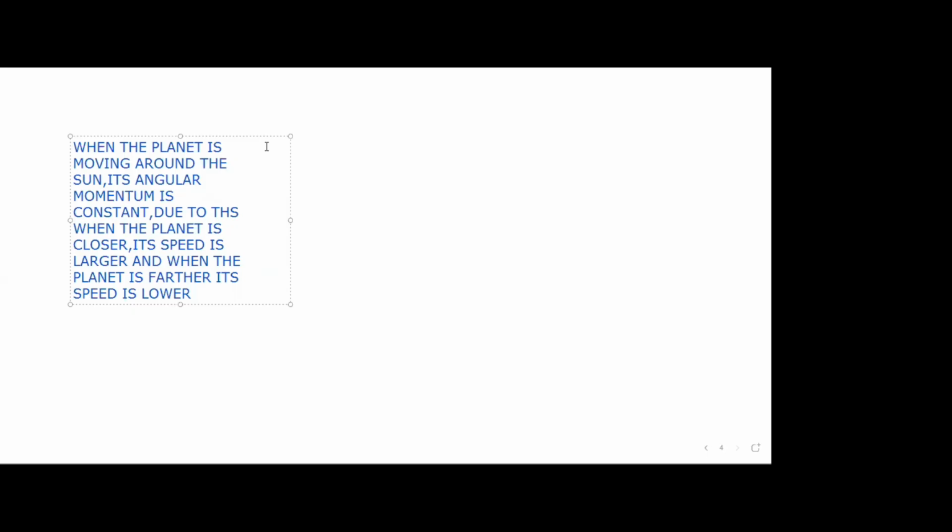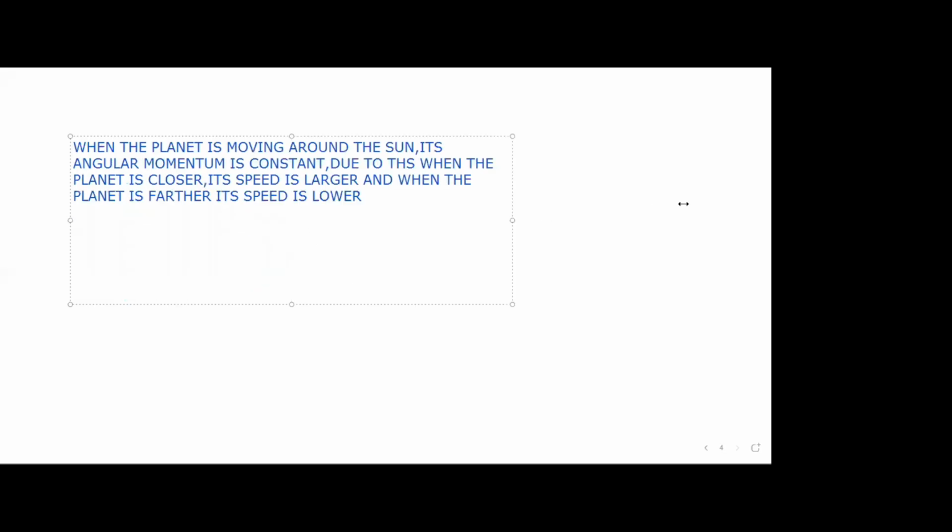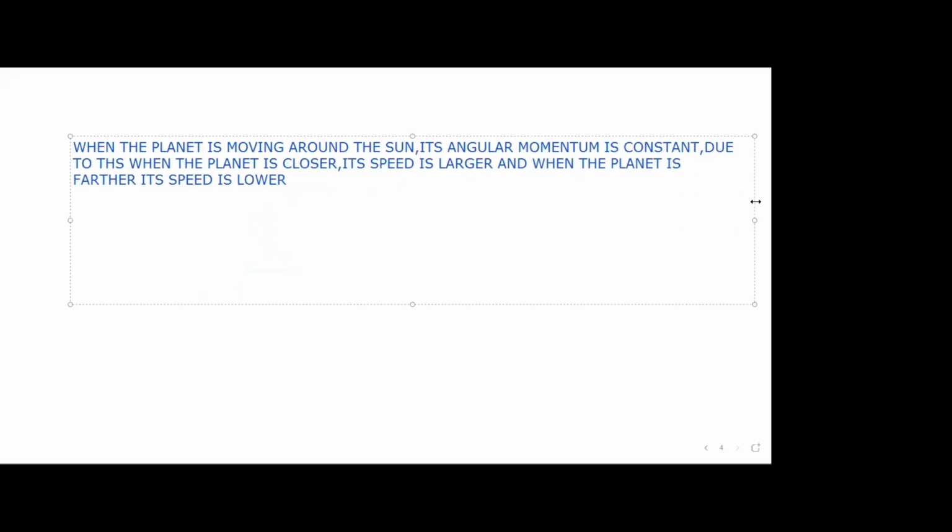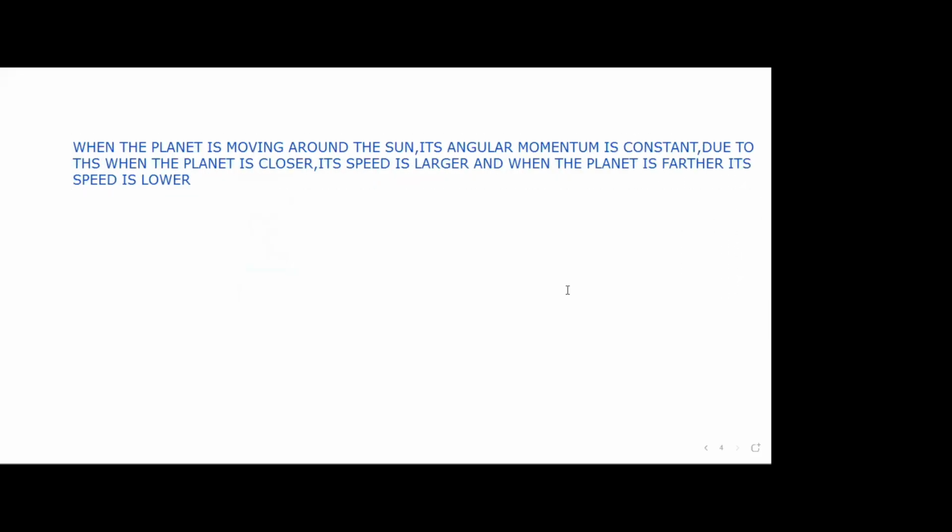So here, when the planet is farther, its speed is lower. When the planet is closer, its speed is larger. This is based on what we are explaining here, conservation of angular momentum. Therefore, sometimes in the exams they will ask this basic question. So why is it? Due to conservation of angular momentum. Sometimes in the options they ask: when the planet is revolving around the sun, the angular momentum of the planet is constant. First statement.